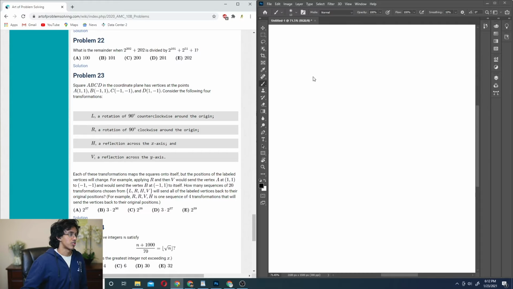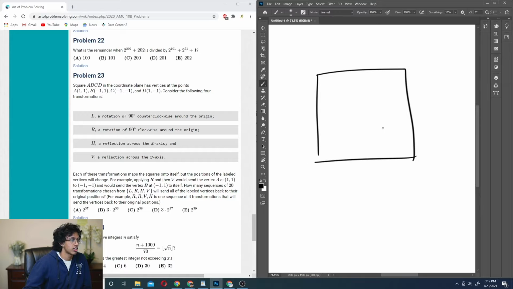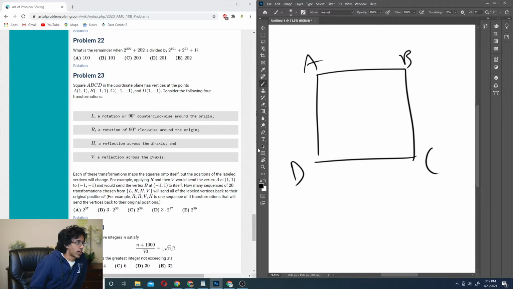Okay, so square ABCD has vertices at the points A, B, C, D. And you have either a rotation of 90 degrees left, a rotation of 90 degrees right, a reflection across the x-axis, and a reflection across the y-axis. Okay, so basically you want sequences that send it back to its original location. This should be fun, I think, right?